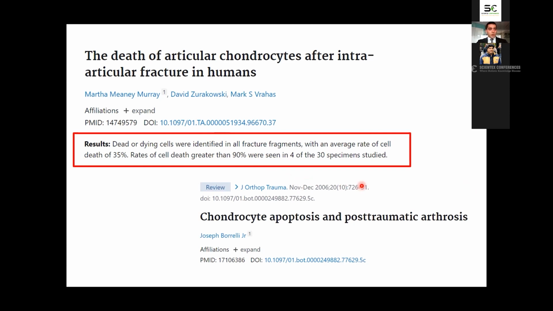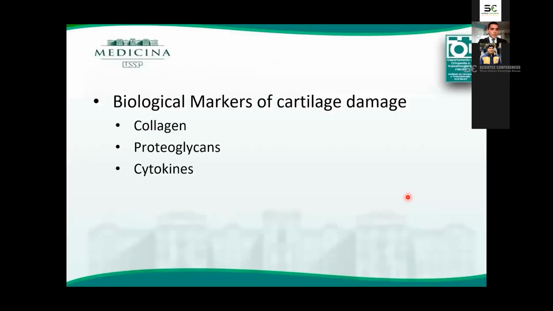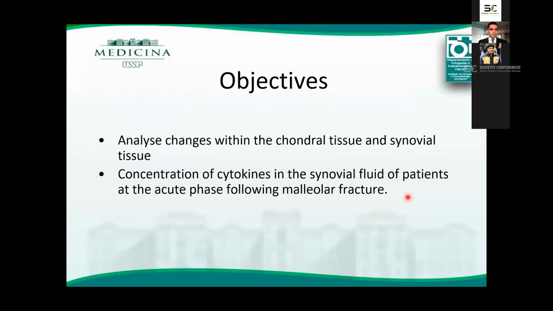Also, the local inflammatory response from synovial tissue and synovial fluid contributes to the development of osteoarthritis. Increased numbers of collagen and proteoglycan fragments in cartilage and synovia have been described as biological markers of cartilage damage. And increased concentrations of several pro-inflammatory cytokines have been found in the synovial fluid, but we still are not aware of any study showing the simultaneous changes at the different articular tissues in the same specimens.